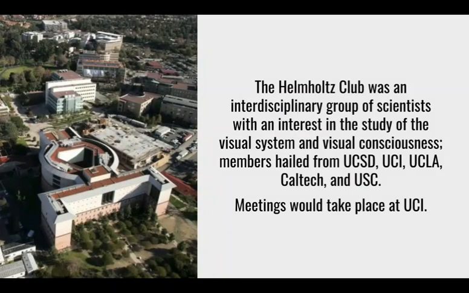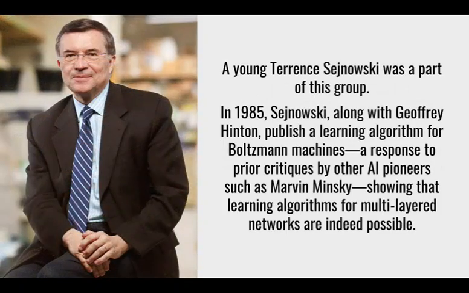Okay, well, the history of neural networks is pretty interesting, especially if you're a California native. It turns out that this whole revolution happened right here in California, at least where I'm recording right now. The Helmholtz Club was an interdisciplinary group of scientists with an interest in the study of the visual system and visual consciousness. Members hailed from UCSD, UCI, UCLA, Caltech, and USC. Meetings would take place at UCI. So fascinating that this early group of researchers had among their ranks a young Terence Sejnowski.